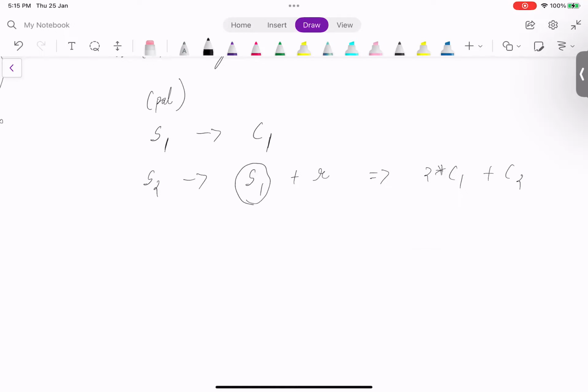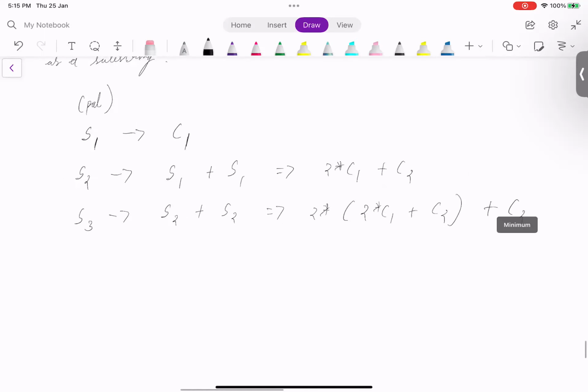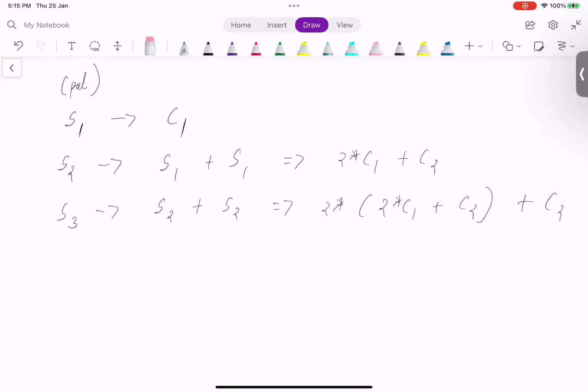If we look over this, this is reverse of S1 and this is equal to S1, because it's a palindrome. That's why I replaced it with S1. Now if we see for S3, it is just S2 plus S2. That means we multiply the previous value by 2, that is 2 into C1 plus C2, plus the merge value. After S1, the merge value will continuously keep being C2 only, which we proved.